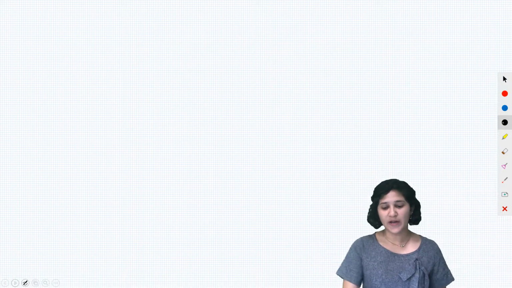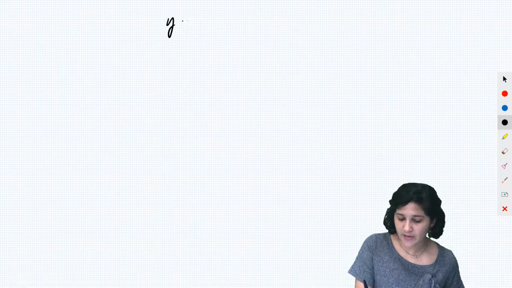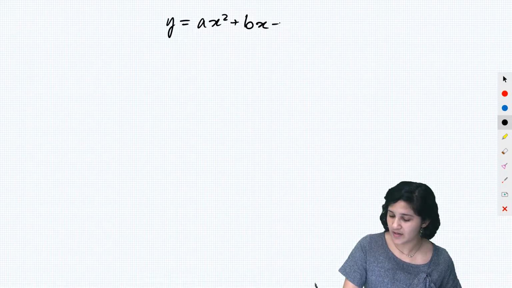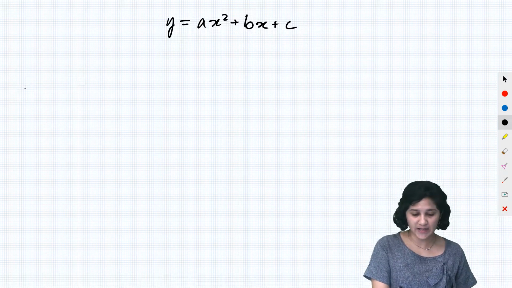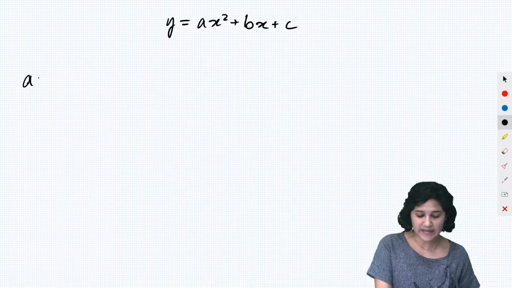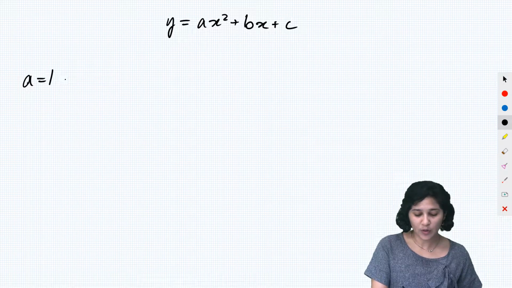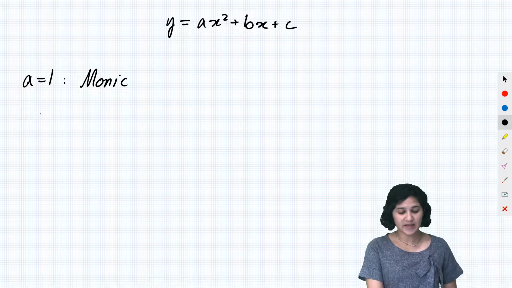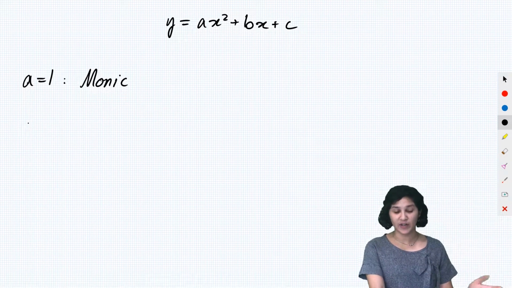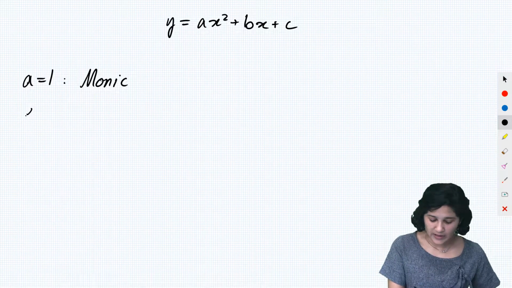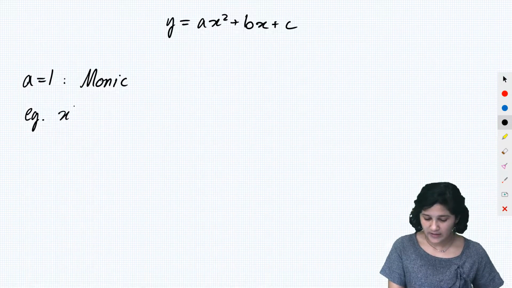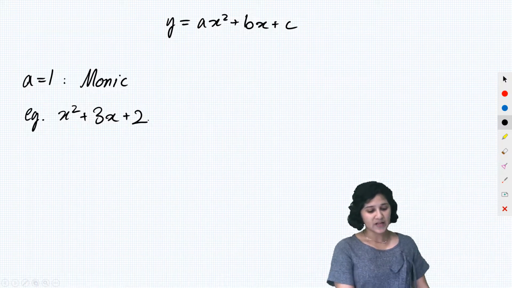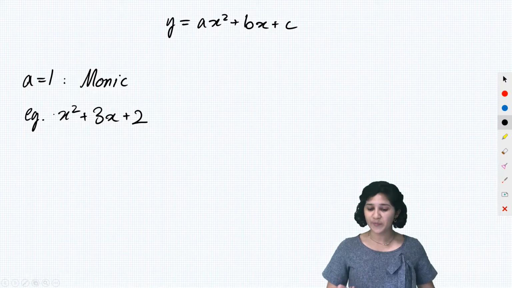So, quadratic equations can be split into two different types. The first is the case where a is equal to 1. So we call these monic quadratics. And they're the type we learned to factorize in the previous video. So things that look like x squared plus 3x plus 2, something like that. So there's nothing in front of the x squared.